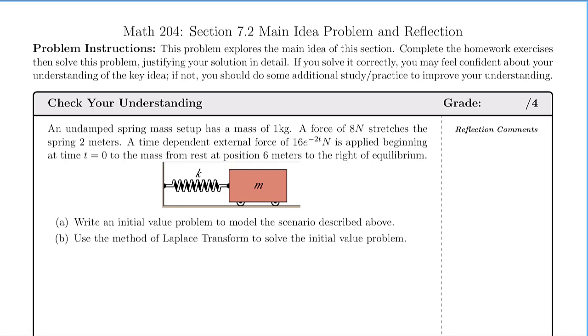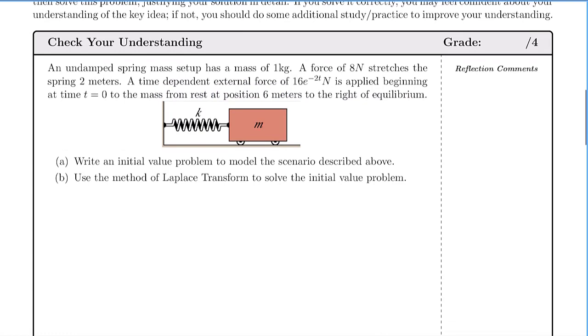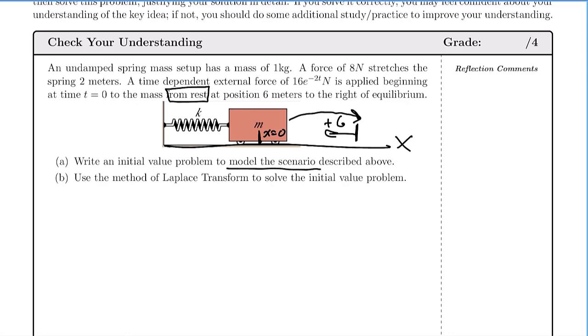A force of 8 newtons stretches the spring 2 meters. A time-dependent external force of 16 e to the minus 2t newtons is applied beginning at time t equals 0 to the mass from rest at position 6 meters to the right of the equilibrium. Okay, so if we're thinking of this as sort of the x-axis here, maybe this is x equals 0 equilibrium. They're going to pull the mass over 6 meters to this position and then let it go from rest, and it will probably oscillate back. That's sort of the idea. And they're asking us to model this scenario.